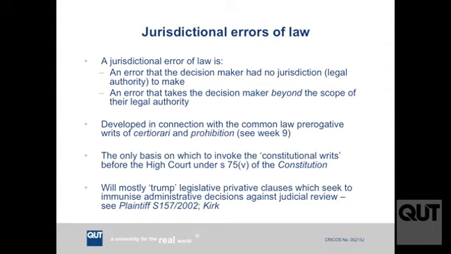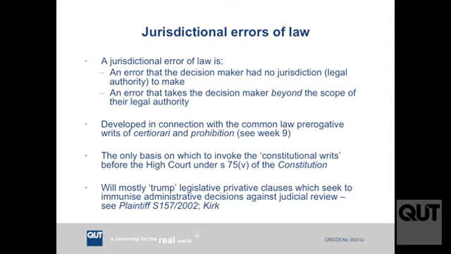So we have talked about jurisdictional error providing an important mechanism to get around statutory privative clauses. Now let's look more closely at what jurisdictional error is and how we can establish it. So what is a jurisdictional error of law? It is an error that the decision maker had no jurisdiction or legal authority to make, or it is an error that takes the decision maker beyond the scope of their legal authority. If there is a decision that is infected with jurisdictional error, it is treated as if the decision was never made.